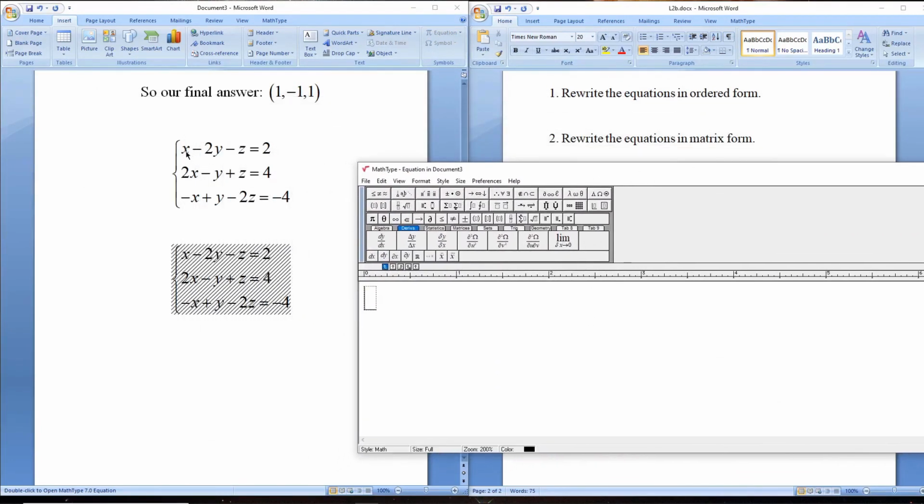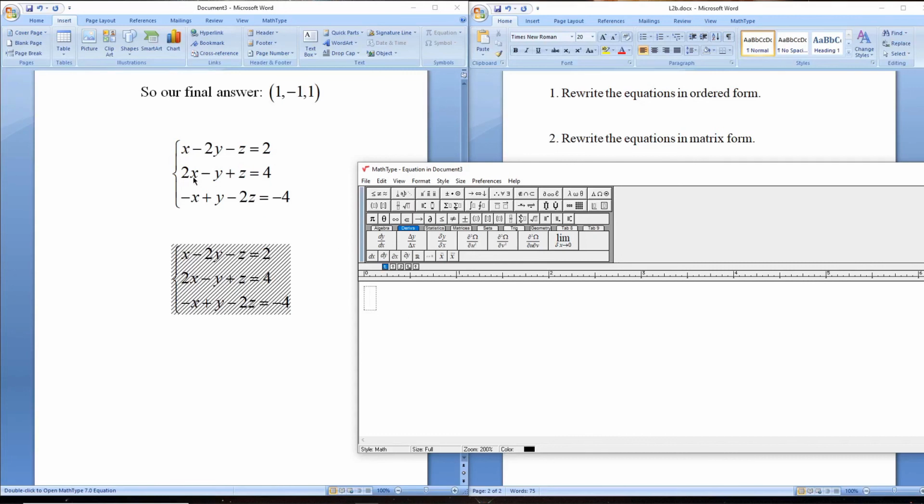So it says x, which is 1, minus 2 times y, which is a minus 1, minus z has to equal 2. So is that true? Well, we have 1 and minus 1, so those subtract out. And we have minus 2 times minus 1, which is a positive 2. So the first equation works.